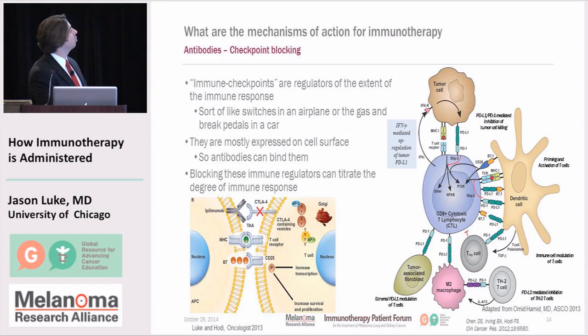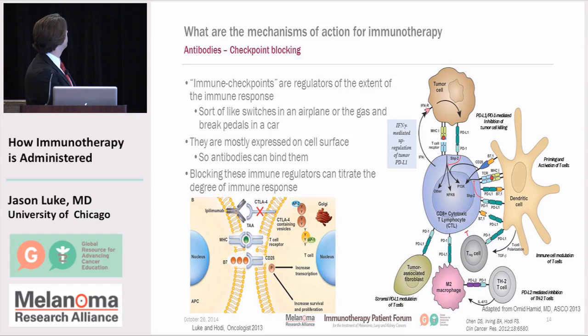This is a cartoon that shows expression of PD-L1 and ligation of the PD-1 receptor. You can see that it's on the edge of the cell. This is the cancer-fighting cell. This is a tumor cell. It expresses PD-L1 and can ligate the PD-1 receptor. You'll notice that PD-L1 is actually expressed in a number of other places as well. These are all other immune system molecules. So PD-L1 is not specific to the cancer, but the cancer sort of steals it as a way to hide from the immune system. Blocking these immune regulators, or these switches, though, can titrate the degree of your immune response, going from no response to response.